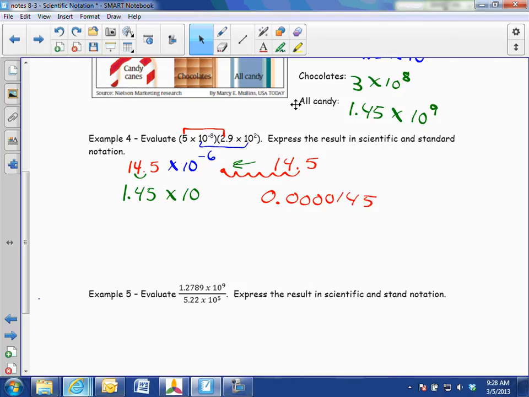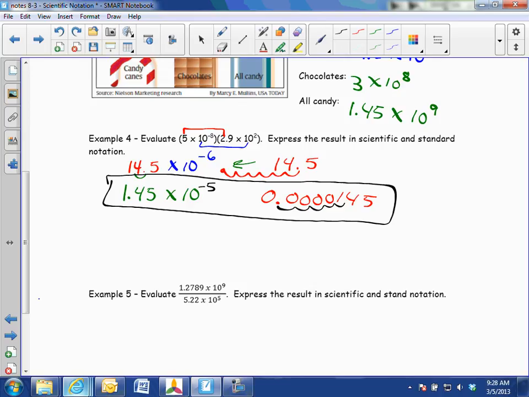Okay, so for this one, how many places do we have for this next one? 1, 2, 3, 4, 5 places. So should this be a 5 or should it be a 7? Okay, you see how I went from one to another to check your answers? Do we understand why it's a negative 5 and not a negative 7?